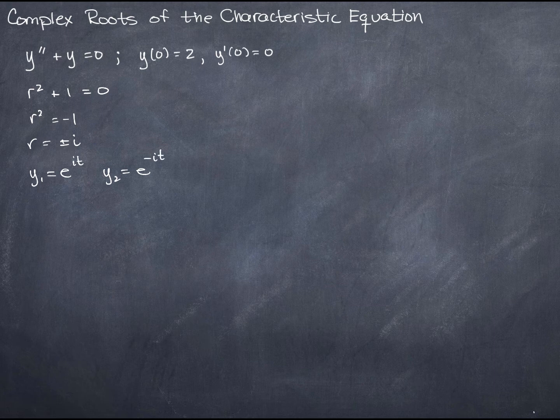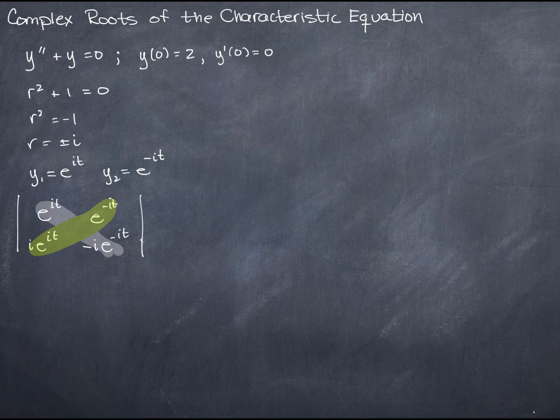Let's check that those are linearly independent, that they form a fundamental set. We have e to the it and e to the -it. The derivative of e to the it is i e to the it, and the derivative of e to the negative it is negative i e to the negative it. And I want the determinant of that, which is this product minus this product.